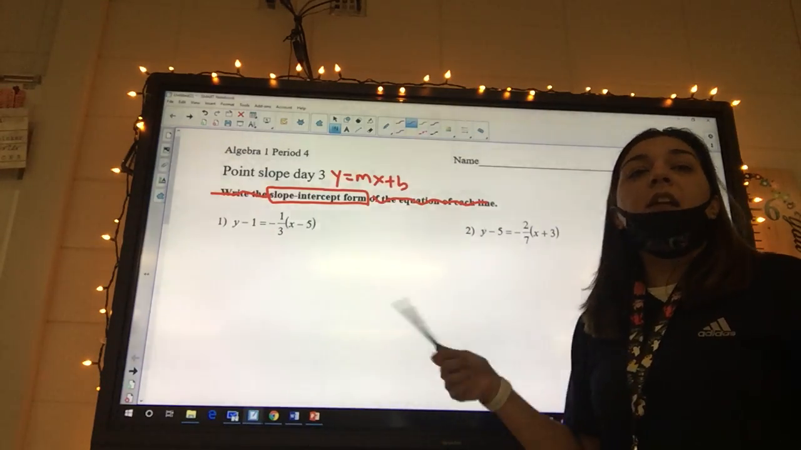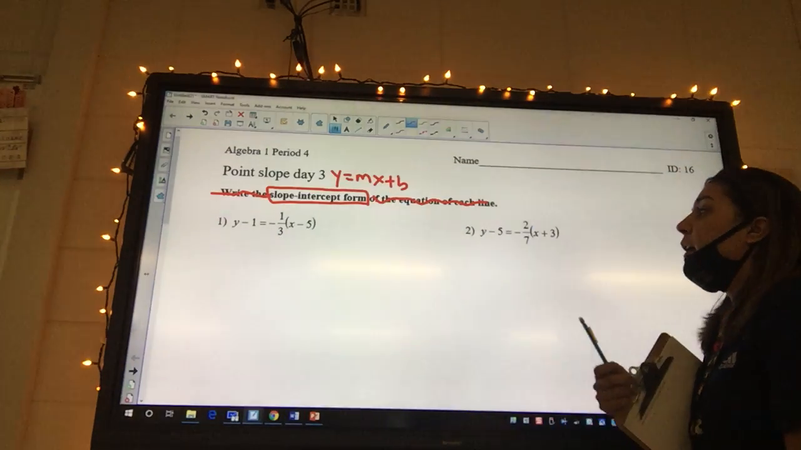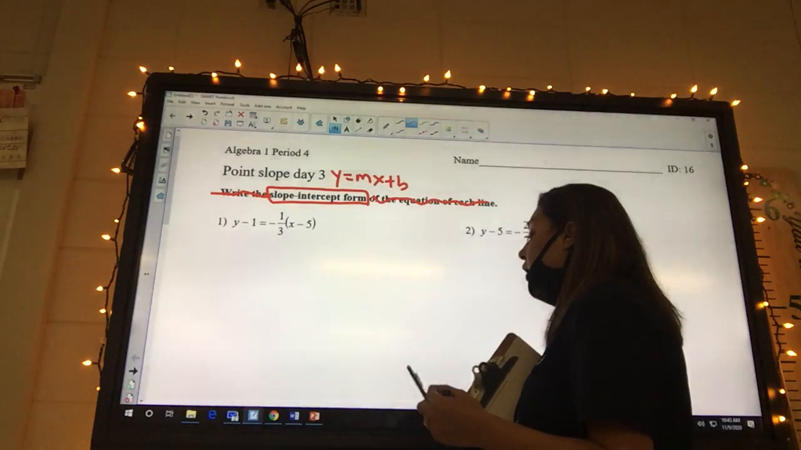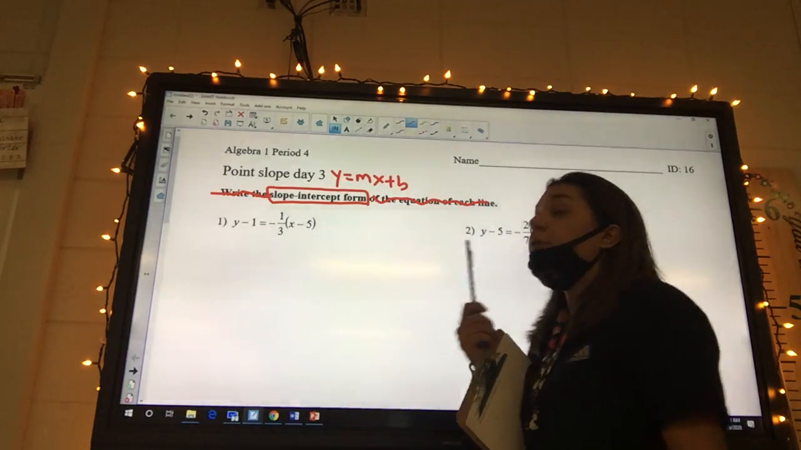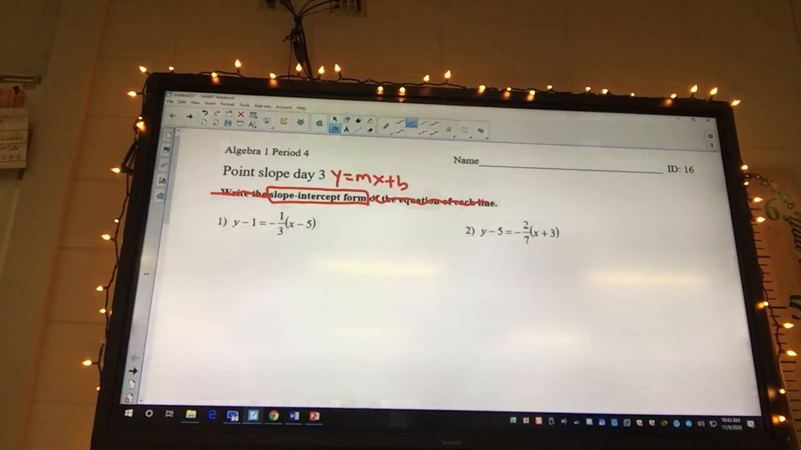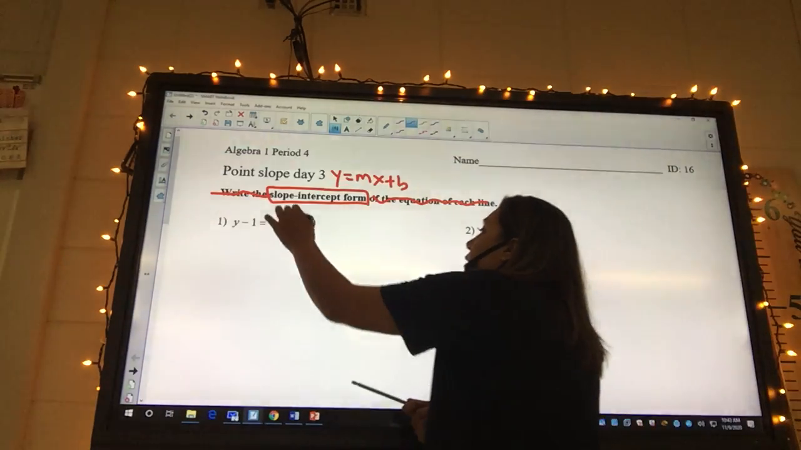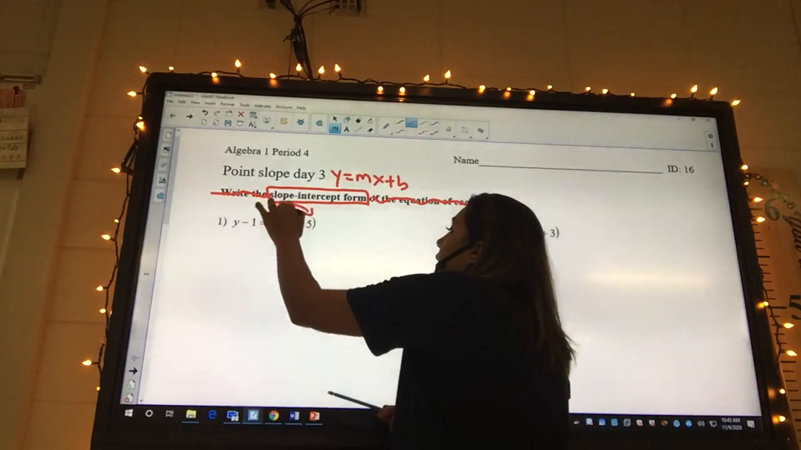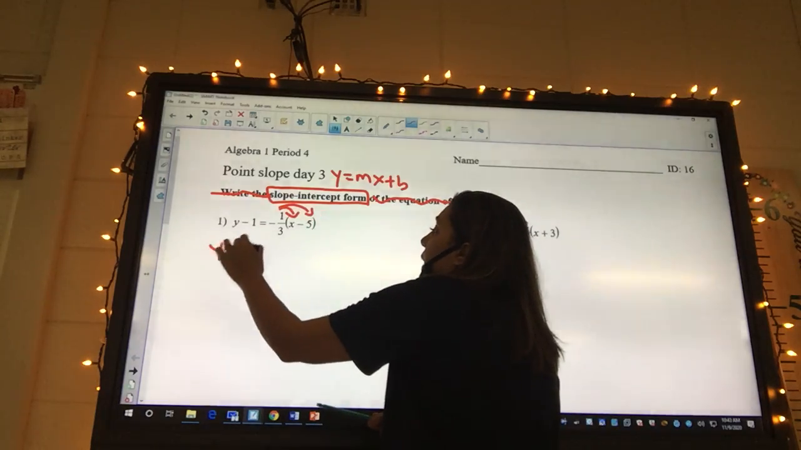Constantly look at it and say, is this right? Does it look right? If we're doing number one, what do you need to do first according to our order of operations? We're trying to get y by itself. We have to distribute first. And you're going to have to use a calculator today.